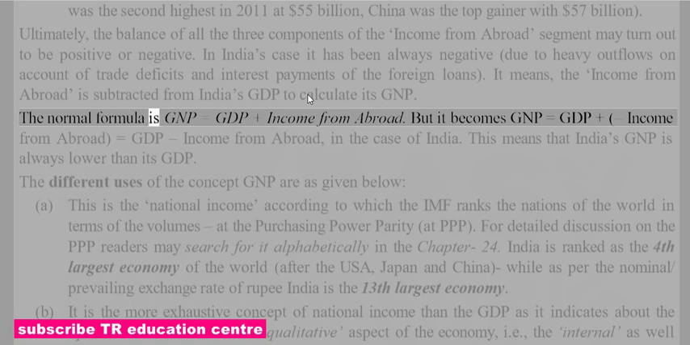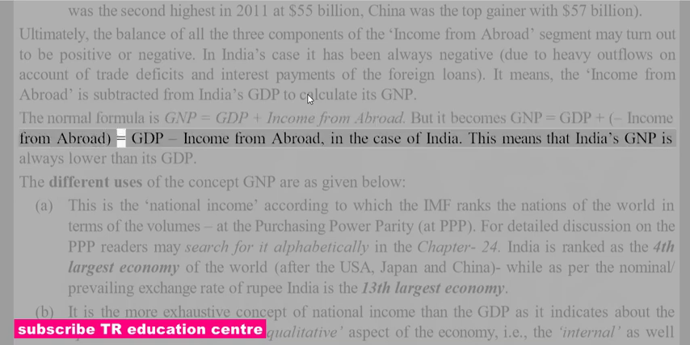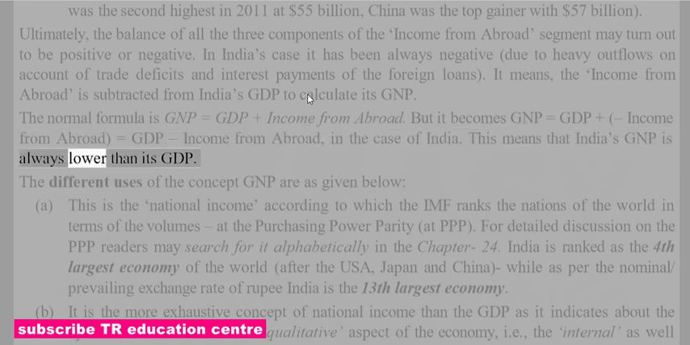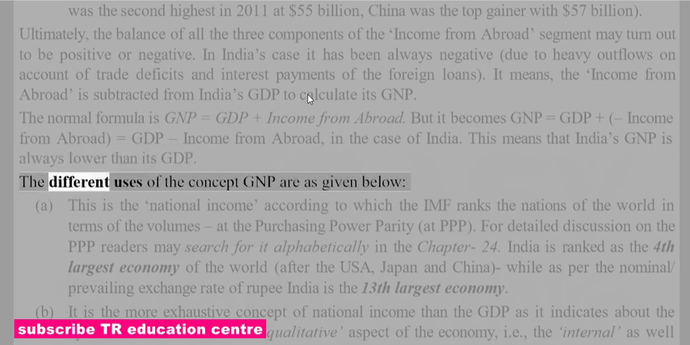The normal formula is GNP equals GDP plus income from abroad. But it becomes GNP equals GDP minus income from abroad in the case of India. This means that India's GNP is always lower than its GDP. The different uses of the concept GNP are as given below.